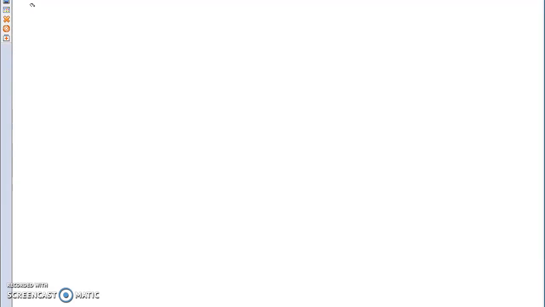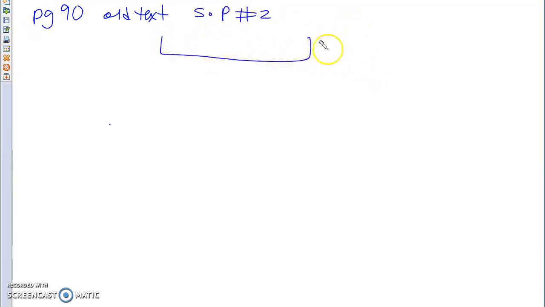So the next question that we're going to do is also from Nelson Physics, the old textbook. And the question is as follows. This is page 90, old text. Okay, sample problem number 2. And the question is as follows. What you have are two sleds connected like so.